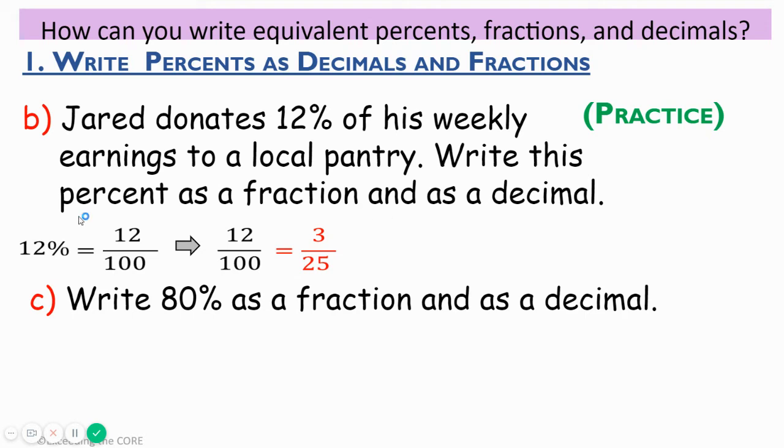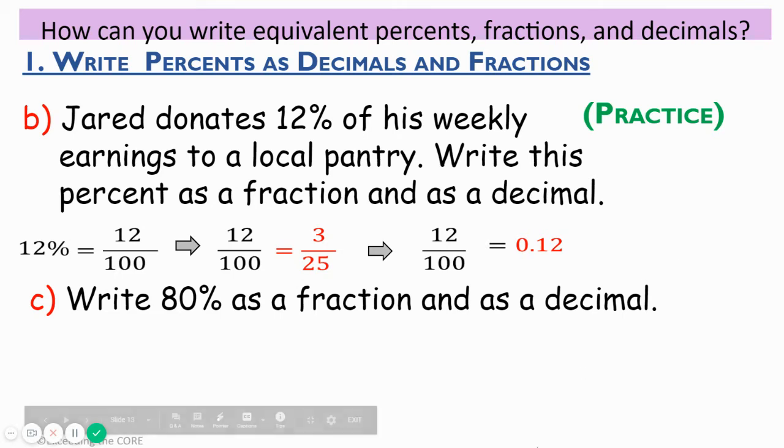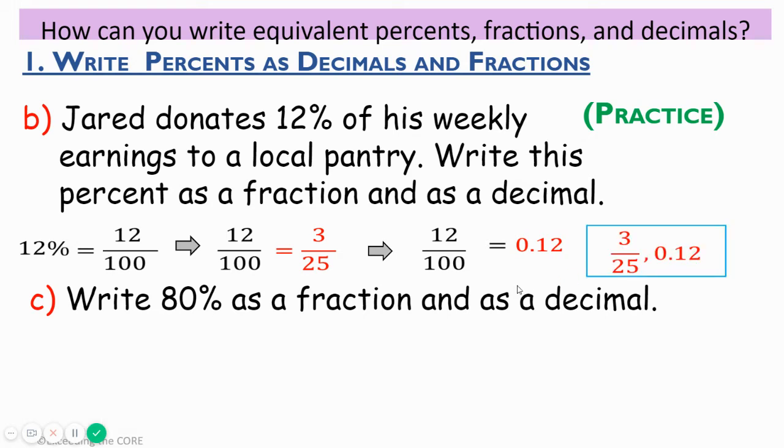And then writing this as a decimal, we take 12 and divide it by 100, or move our decimal place 2 places to the left to get 12 hundredths, or 0.12. Part C, write 80% as a fraction and as a decimal. 80 over 100. Oops, so there are solutions to the other one.